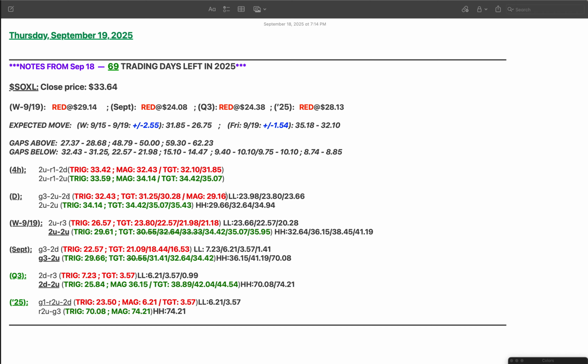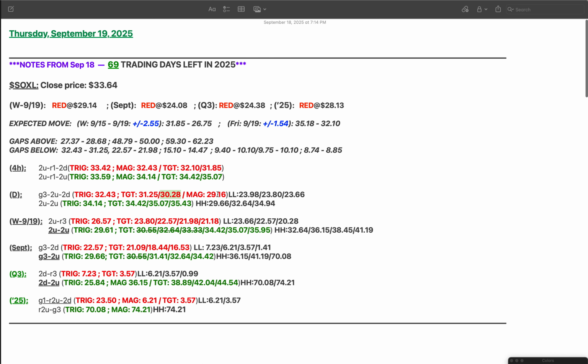So if we get the 3-2 up, 2 down, it triggers at 32.43, but because the magnitude is so great, we want to have a couple of targets on the way down. Those are the 31.25, 30.20, but the ultimate target is 29.16. So there's our triggers and targets to the downside and the upside for the 4-hour and the day. We already went over how the 4-hour markers turn into targets on the scalps.